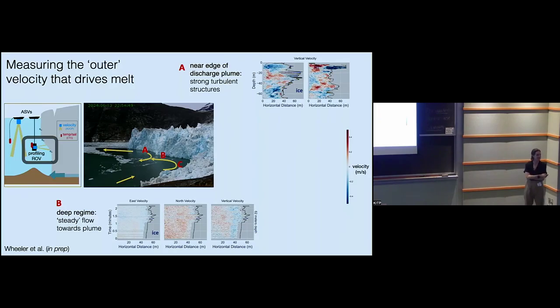So I was wondering whether there might be a dependence on the temperature of the water as well at the base, right? The warm water that comes in.